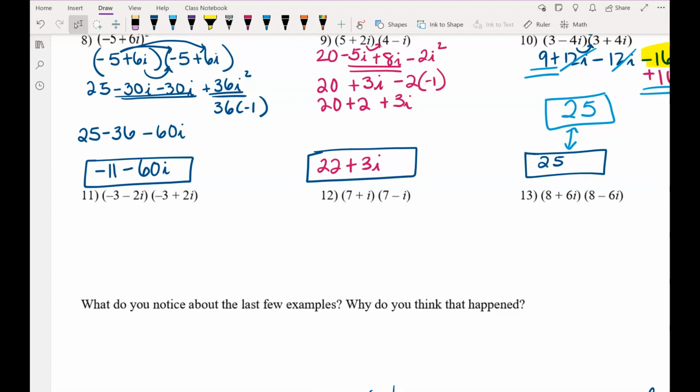Guys, compare. Box your answer if you're done. Did I mess up in your packet?